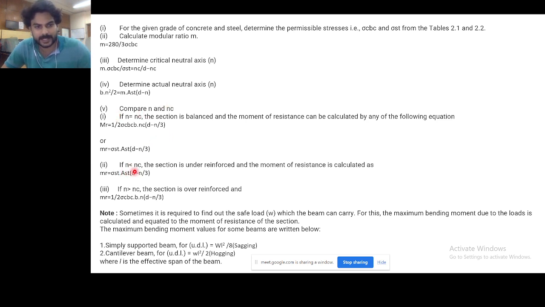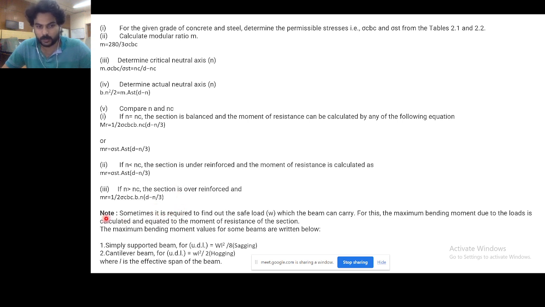If n is less than nc, then this section can be stated as under-reinforced, and MR can be calculated by sigma ST AST. Here remember that when it is an under-reinforced section, we are using the steel formula, like failure is due to steel, right? In that case the steel will fail first and not concrete, but in over-reinforcement the concrete will fail first, so that's why the MR formula is given by the concrete formula.